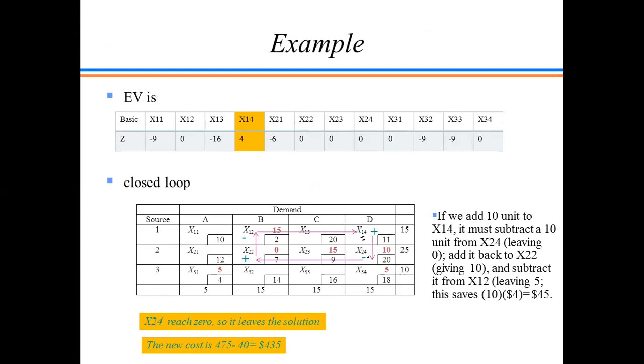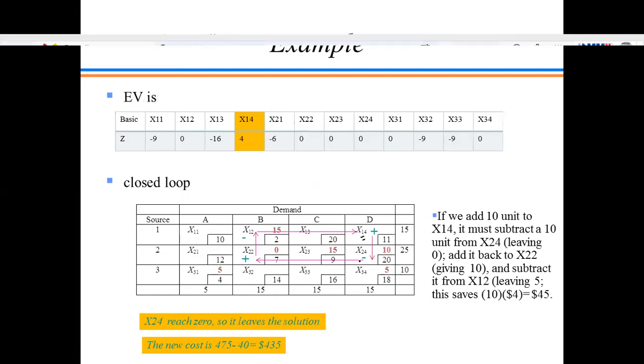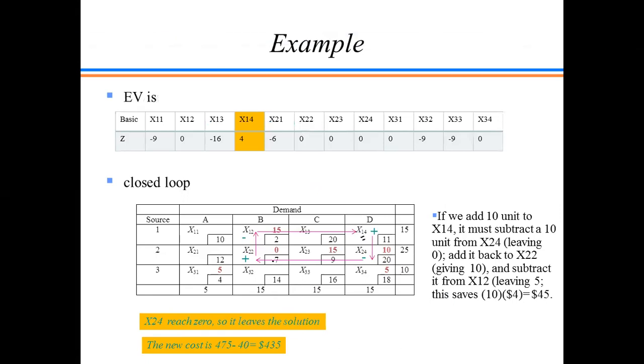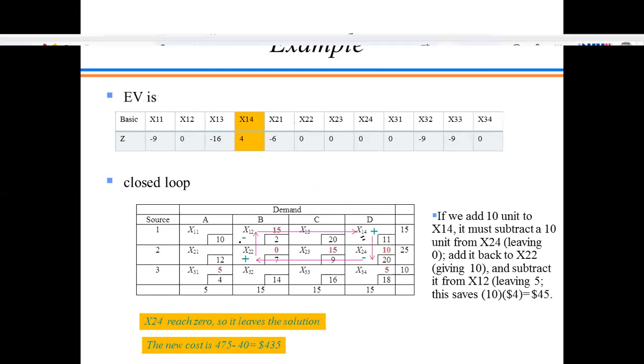So x14 moves down to x24. Why not move to x34? Because if from x14 to x34 and then to x31, then no more connection. That's why from x14 only until x24, and then go to the left x22, and then go up x12, and then go back to x14. So we know that the value to update focuses on the negative.